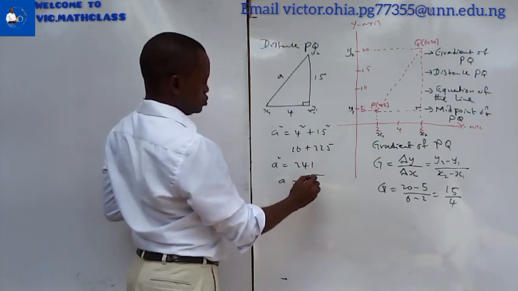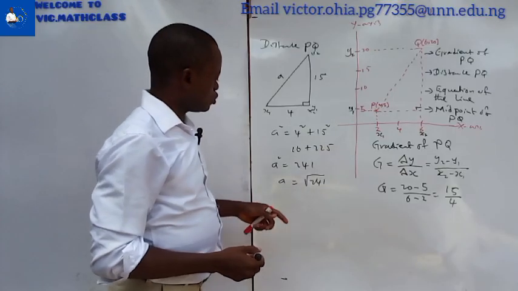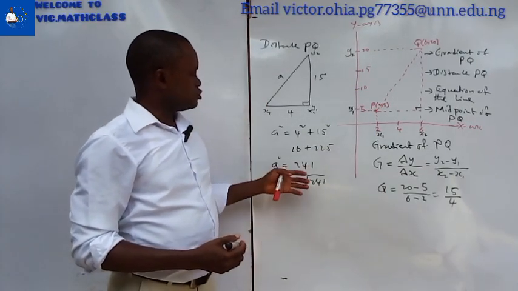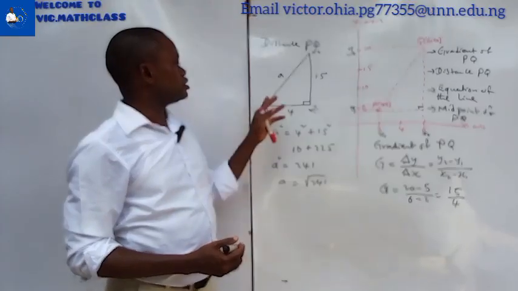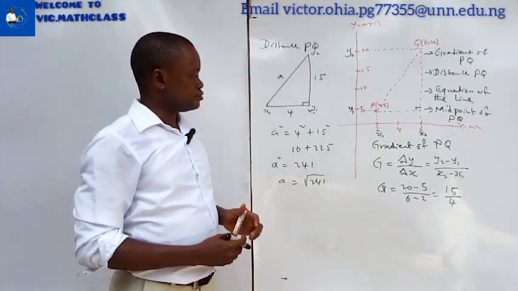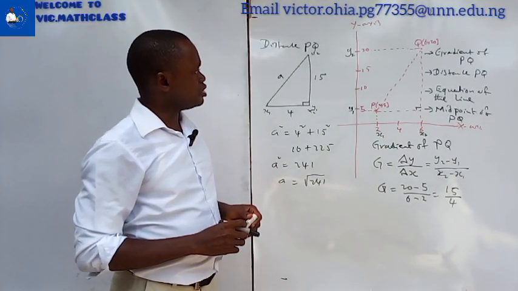root 241. Okay, you can leave it in this short form or you can get the decimal value, but all the same you have seen how to calculate the distance between 2 points on a line. All right, I'm trusting God that that explanation is very, very clear.